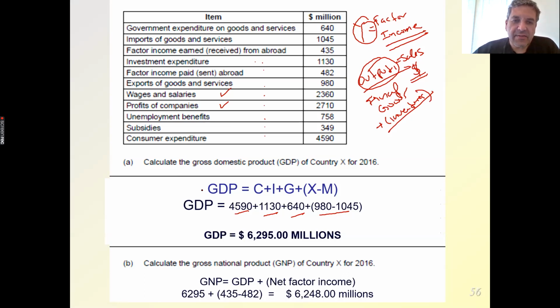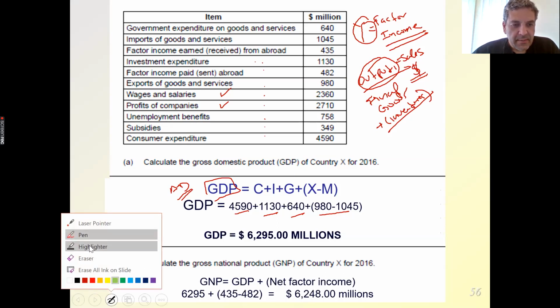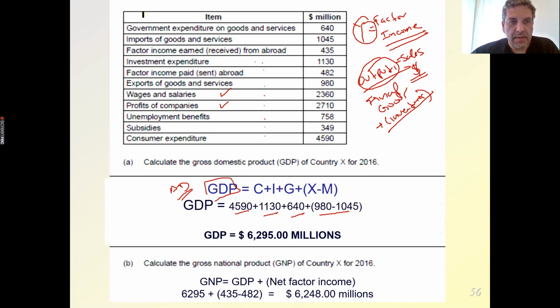But right now we're looking just at the expenditure method, the aggregate demand. Because we have the information from the expenditure method in this table, we can use that. So what information do we have? We have the government expenditure. We also have imports of goods and services, which is a negative thing that we want to add in our equation. What else do we have? Factor income earned and received from abroad. Well, this is going to be useful if we calculate the GNP.